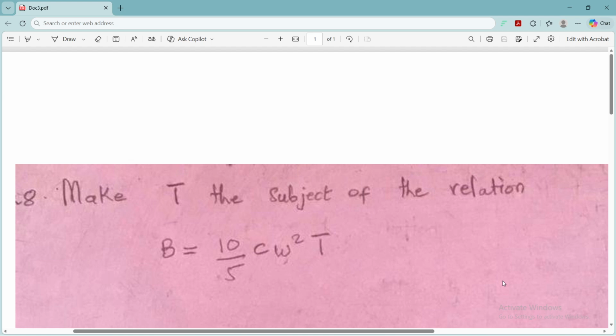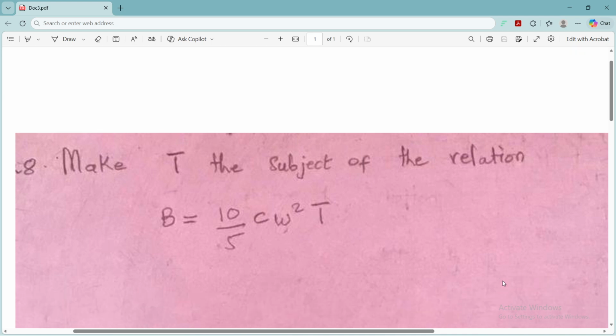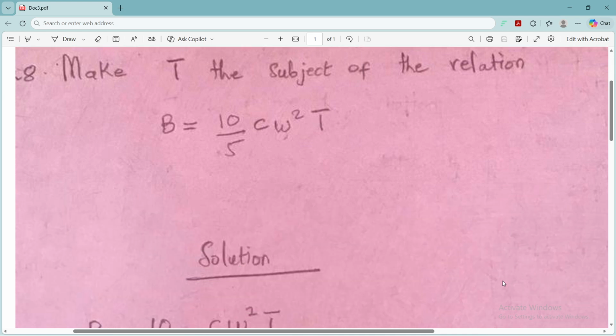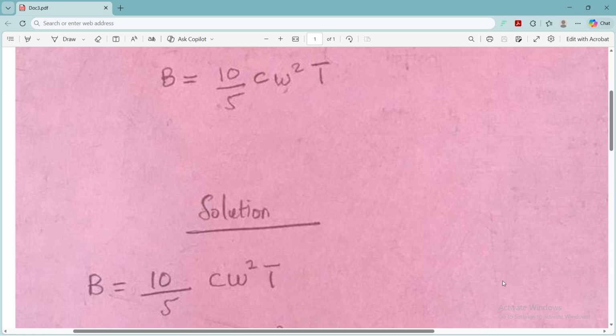Make t the subject of the relation. Our given relation is b equals the fraction 10 divided by 5cw squared t. So let's quickly delve into our solution. Our given relation is b equals the fraction 10 divided by 5cw squared t.